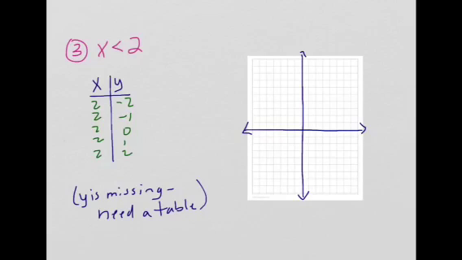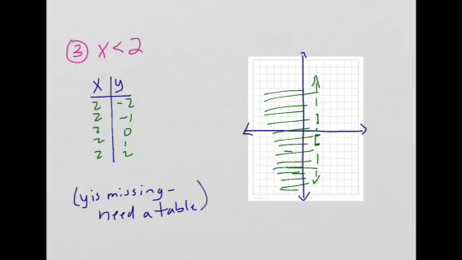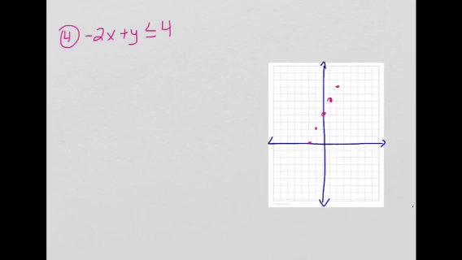We're going to go to our graph. We're going to go to 2, negative 2, 2, negative 1, 2, 0, 2, 1, 2, 2. Now this is less than, so we're going to make it a broken line because it cannot include 2. And the numbers that are less than 2 are on this side of the graph. So we're going to go ahead and shade that side of the graph. Now your shading is going to look a little bit better because you'll be shading it with pencil.